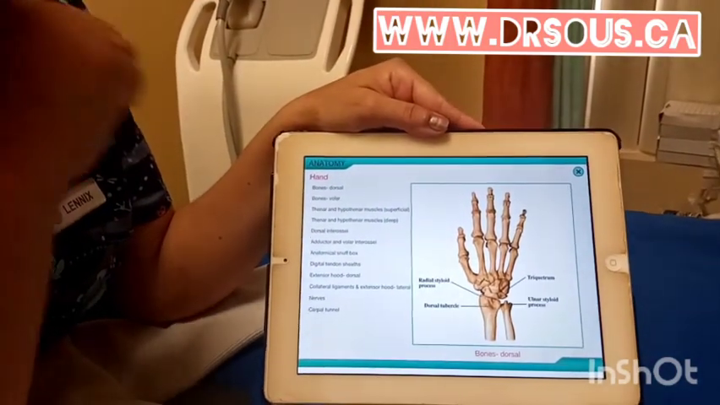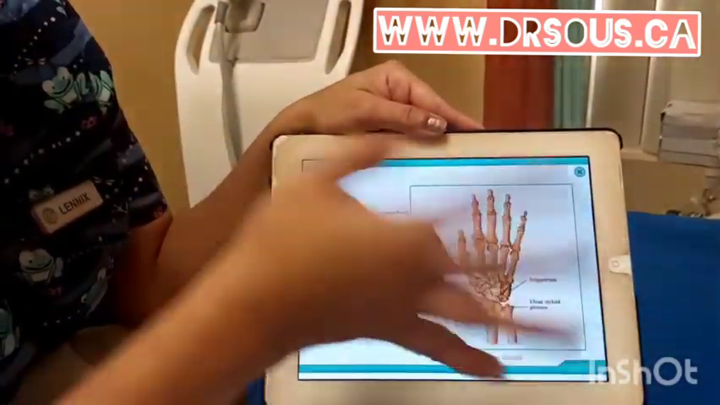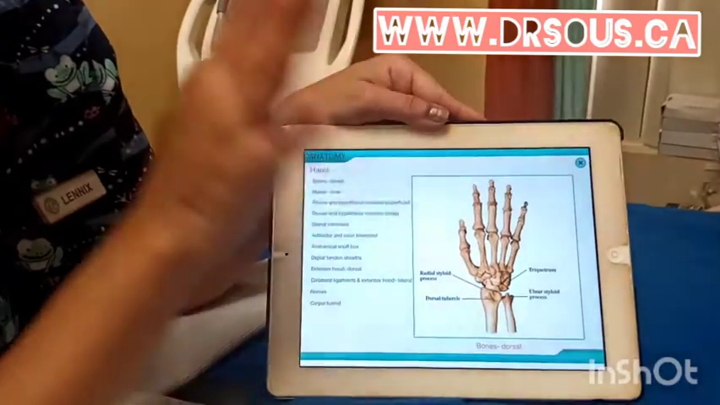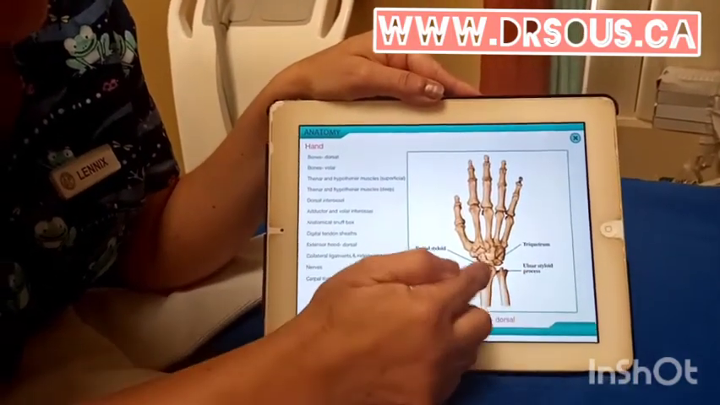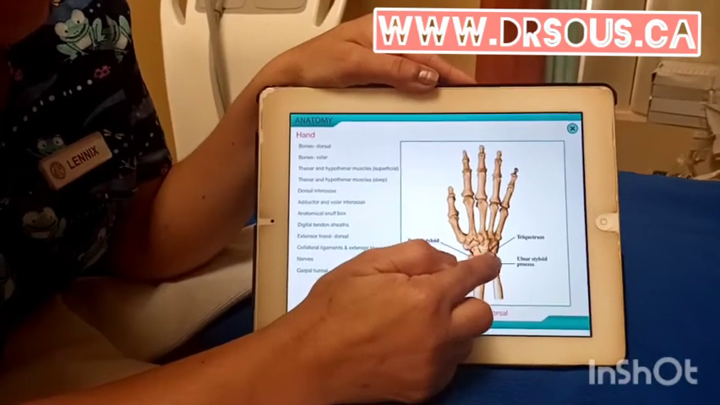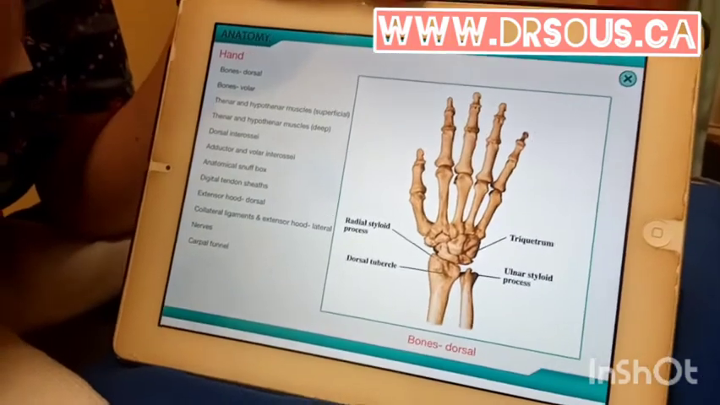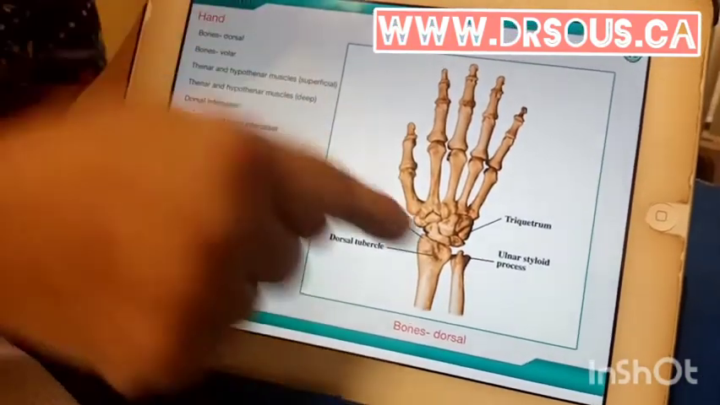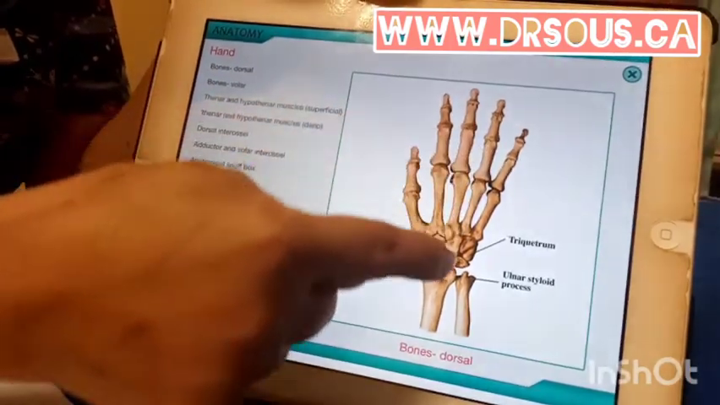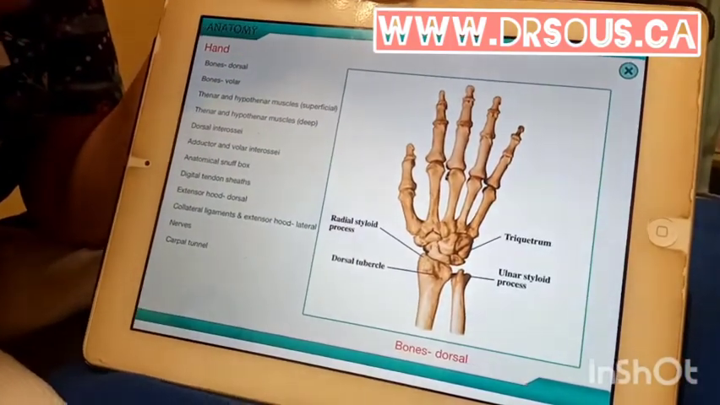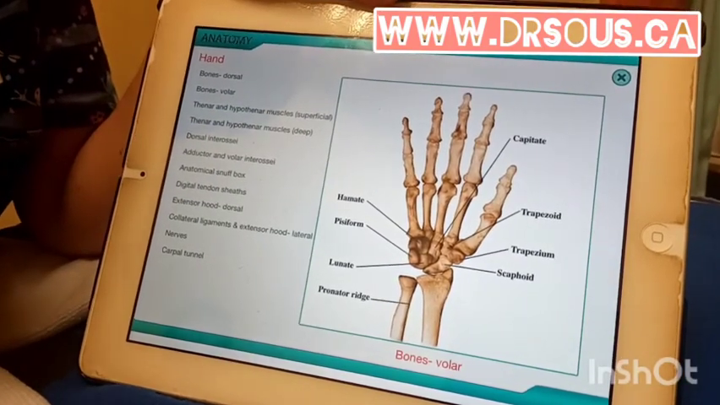Now here we can see the same bones from both sides, dorsal or the other side. But on this side, we are going to see this small bone called the triquetrum, which is between the ulna and finger number 5, this small one. Now we are going to see the bones much better.